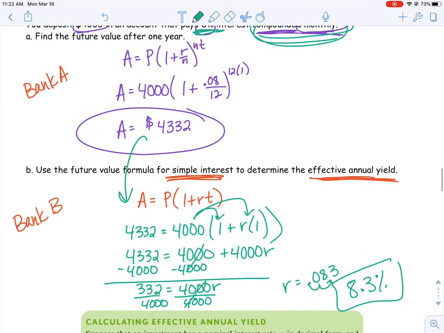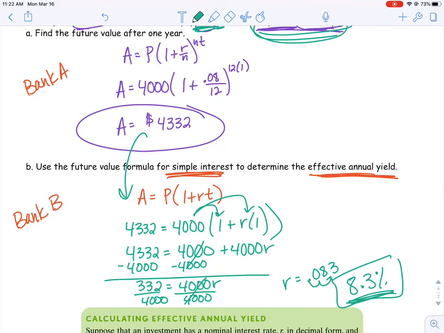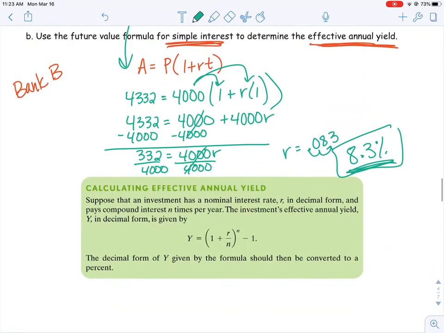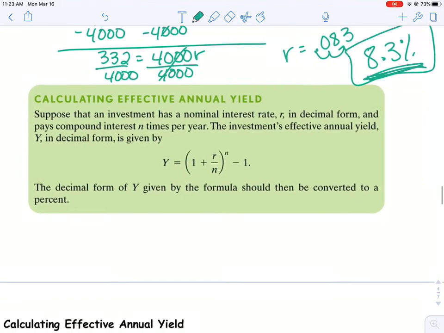So now I could either choose Bank A, I could choose Bank B. As long as Bank B gives me 8.3%, then they would end up being the same amount of money. So the simple interest rate has to be a little bit more in order to make sure that my money is equivalent. Okay? So we did that the long way. That was a lot of work in order to figure out that simple interest amount, my effective annual yield.